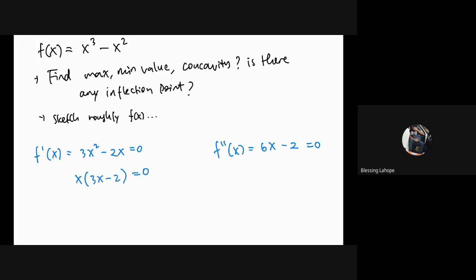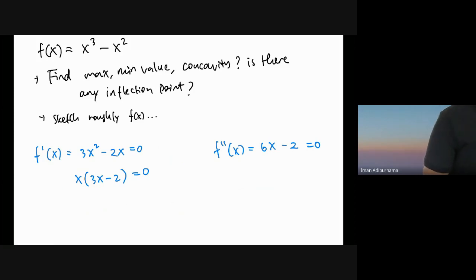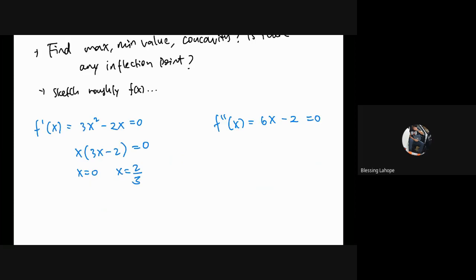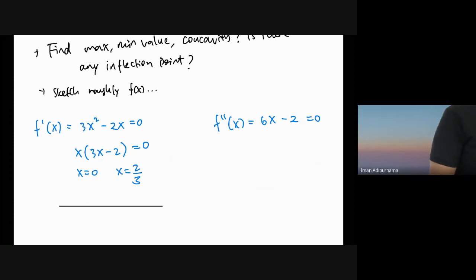So we have the critical numbers, 0 and 2/3. We can check 0 and 2/3 to the left.